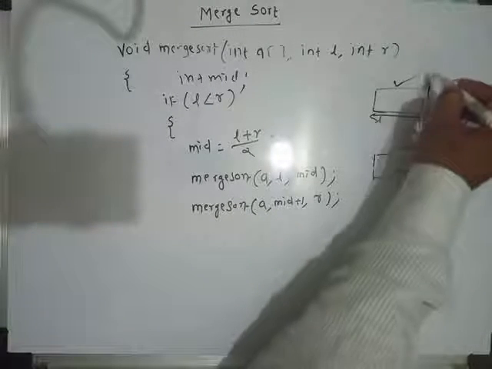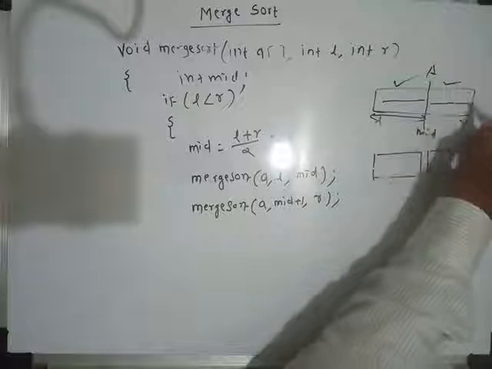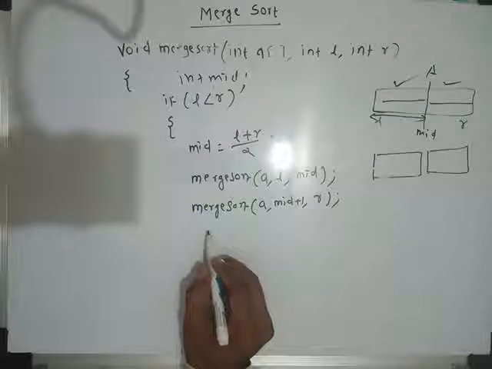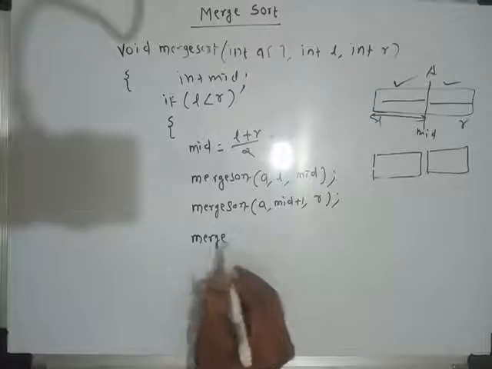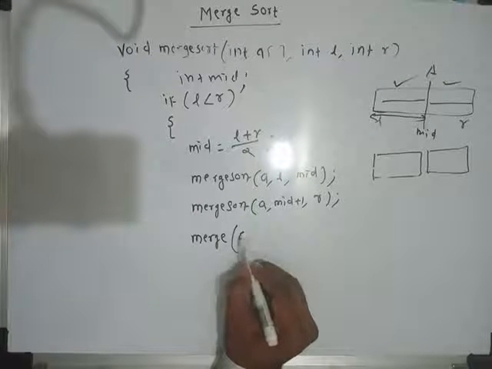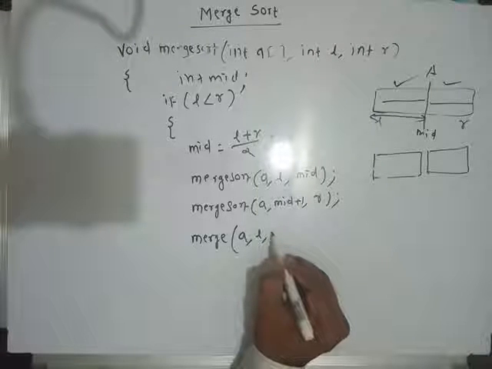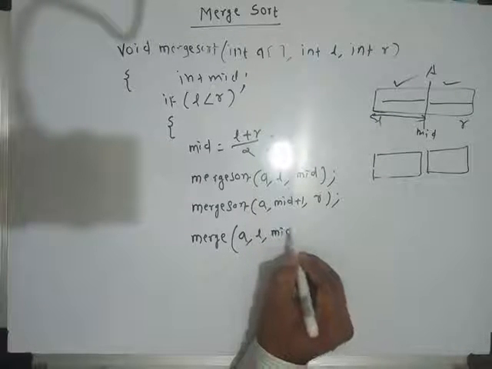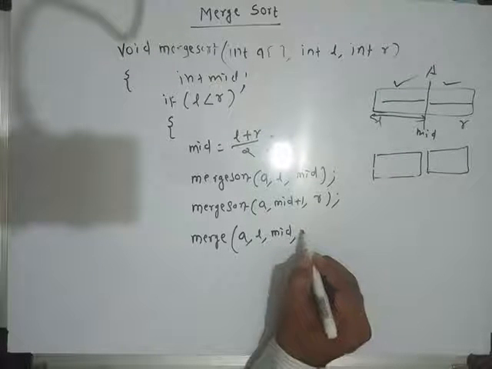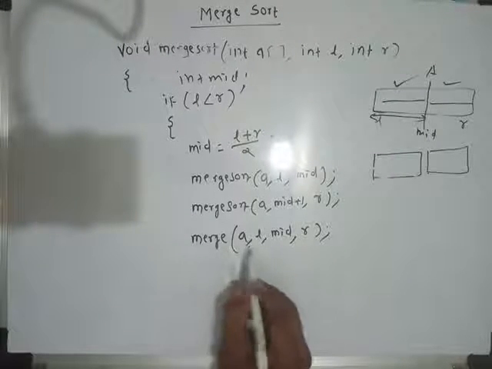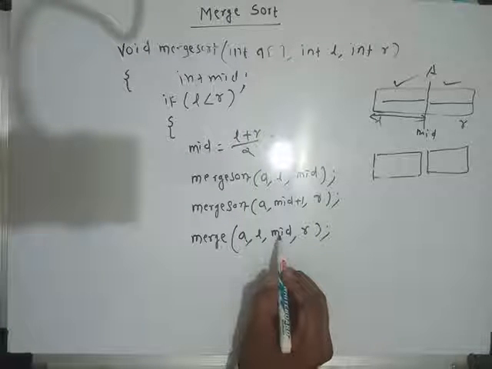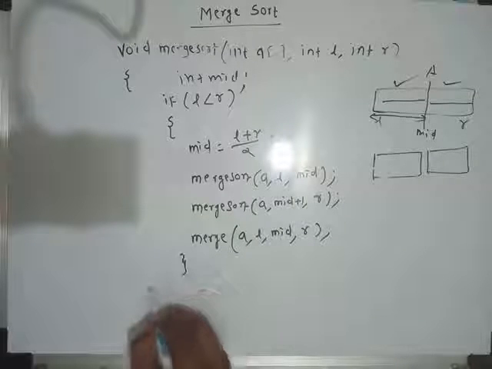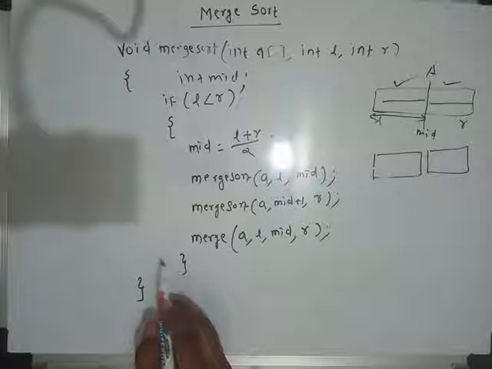Now I have two parts of this array which are sorted. This is sorted and this is also sorted. Now I'll call the merge procedure on this, and this merge procedure will give me the array A sorted. I'll tell it I have an array A which is starting at L and whose left part ends at mid, and the right part is starting at mid plus 1 and ending at R. So this merge procedure will merge two parts of the same array, one starting at L and ending at mid, the other starting at mid plus 1 and ending at R. So that's a very simple merge sort procedure, right?